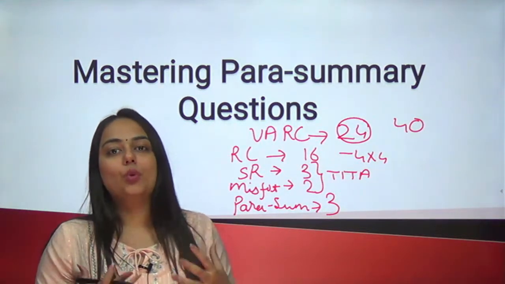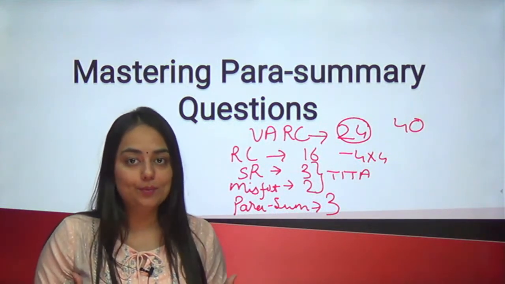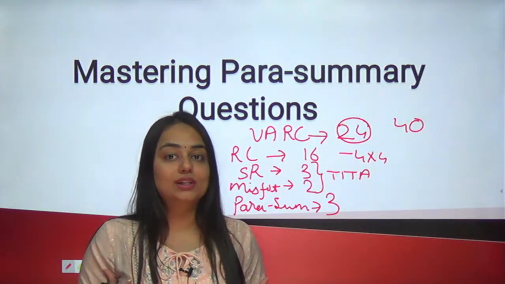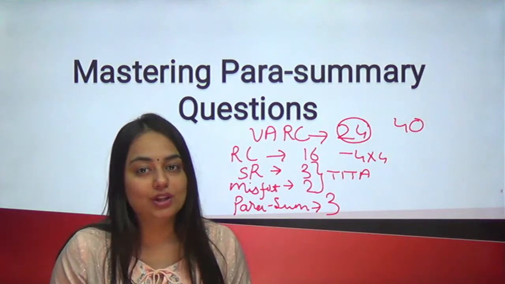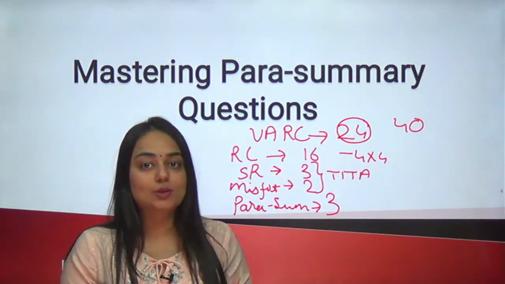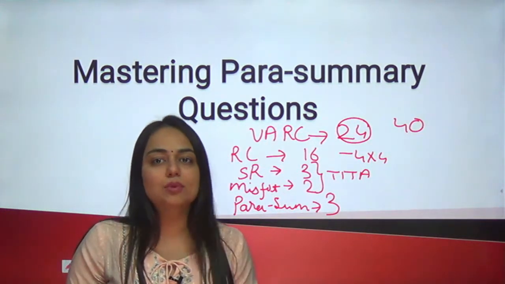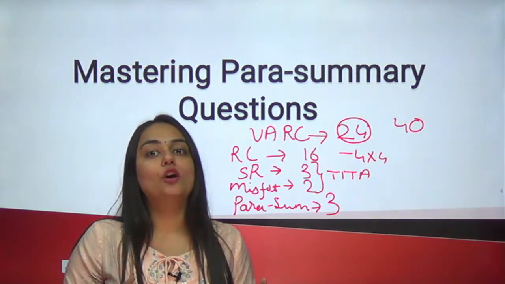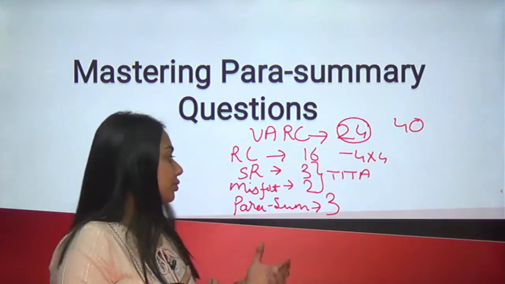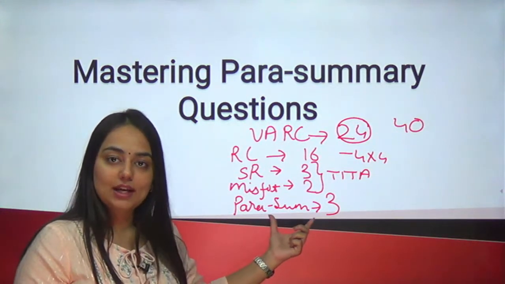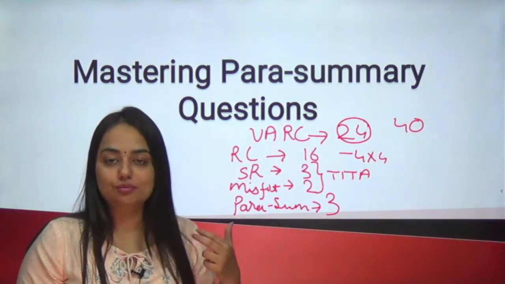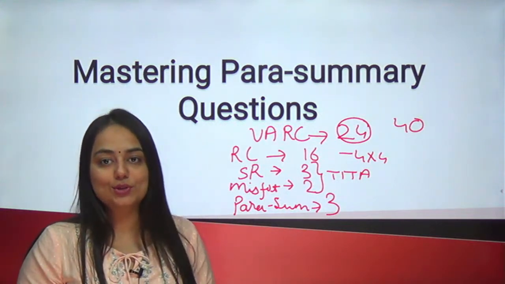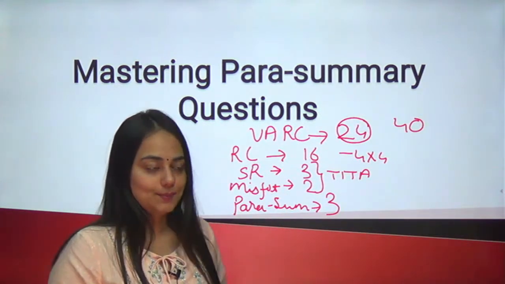So there are different ways of strategizing the paper. We all know this paper is not about attempting all the questions. It's about accuracy, and with a good speed you need to attempt the maximum questions you can, and those should be the correct ones. So don't fall for the wrong choices. Before we move on with the para summary question, we need to know the importance of this section.